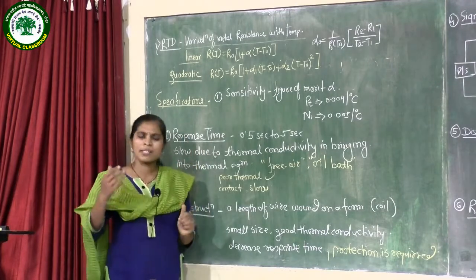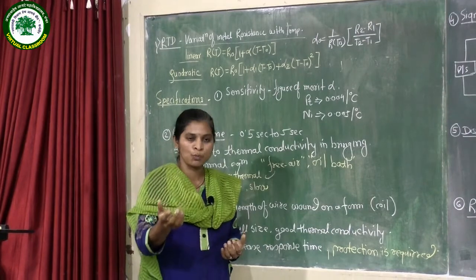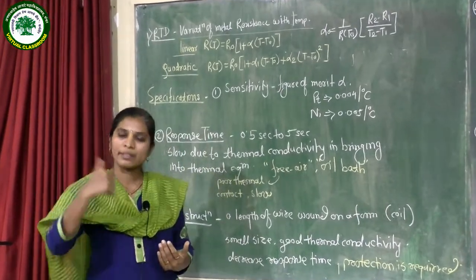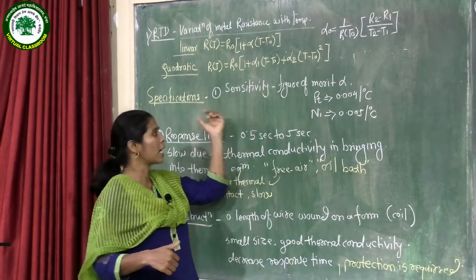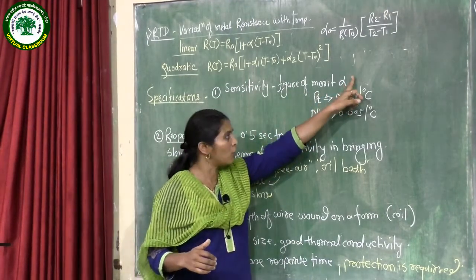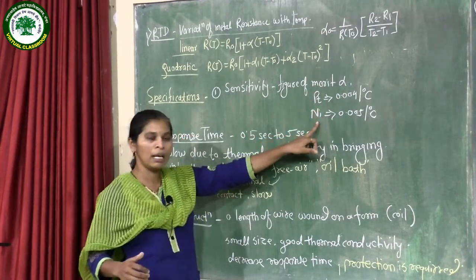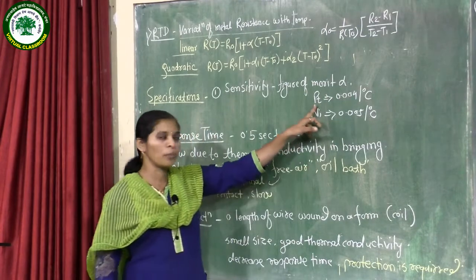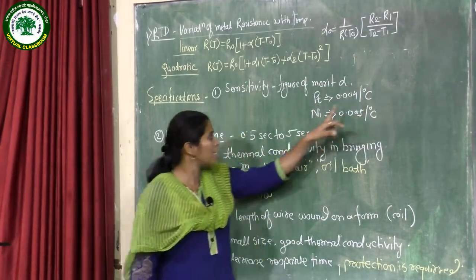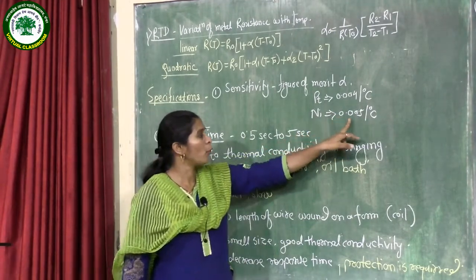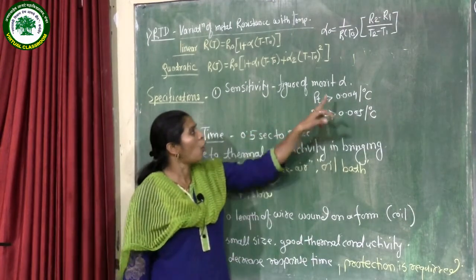In general, sensitivity is defined as how an instrument responds by changing its output when we change its input. So over here, the sensitivity or figure of merit of this RTD is defined by alpha, and alpha for the most commonly used RTDs, platinum and nickel, is shown here. For platinum it is 0.004 per degree Celsius, and similarly for nickel it is 0.005 per degree Celsius. So these are the values of alpha.